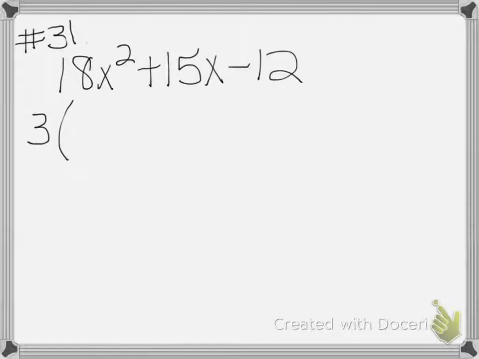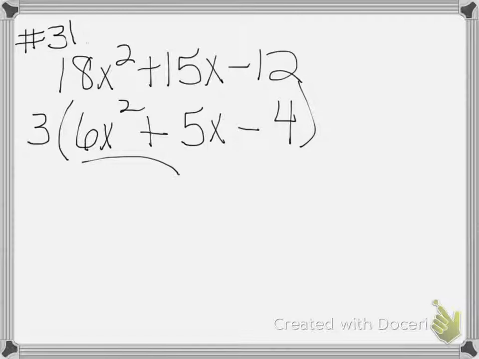I don't have a variable. I have an x squared in the first and an x in the second, but there is no x in the last term. So I can't factor out an x. 3 goes into 18 6x squared, plus 3 goes into 15 5x, minus 3 goes into 12 4 times.